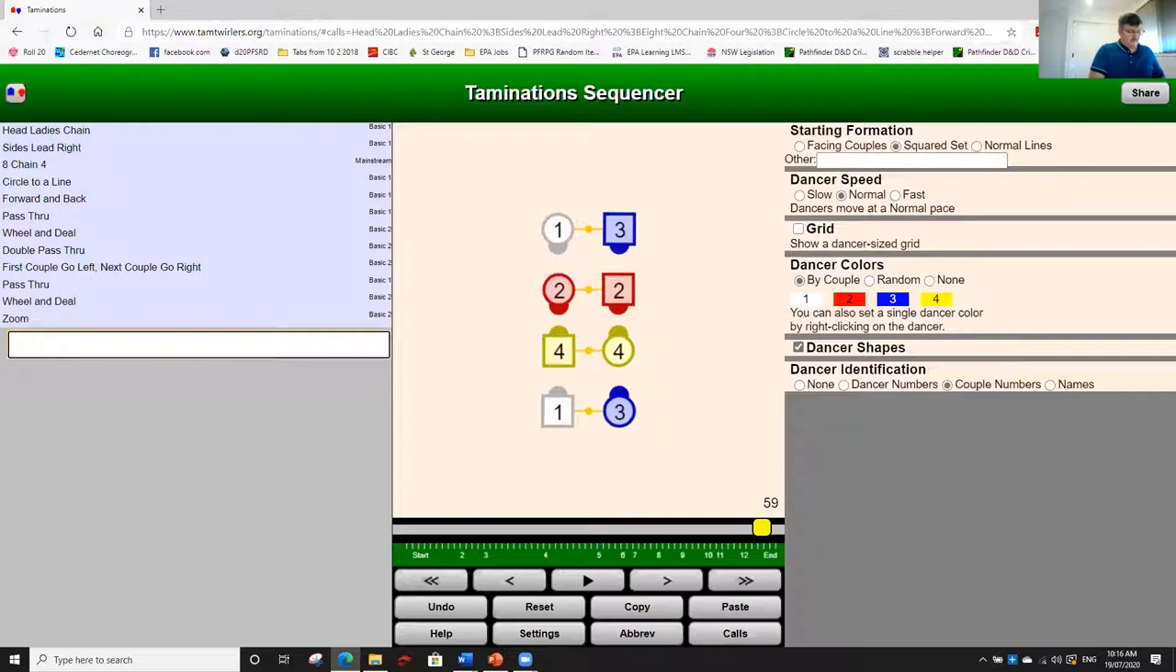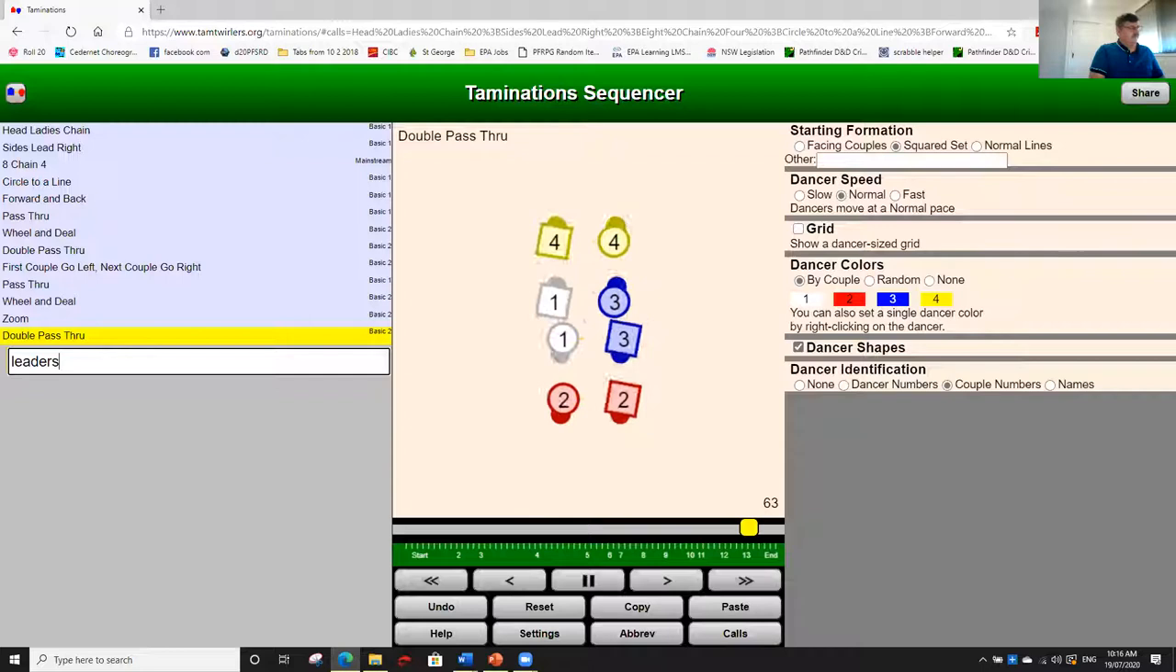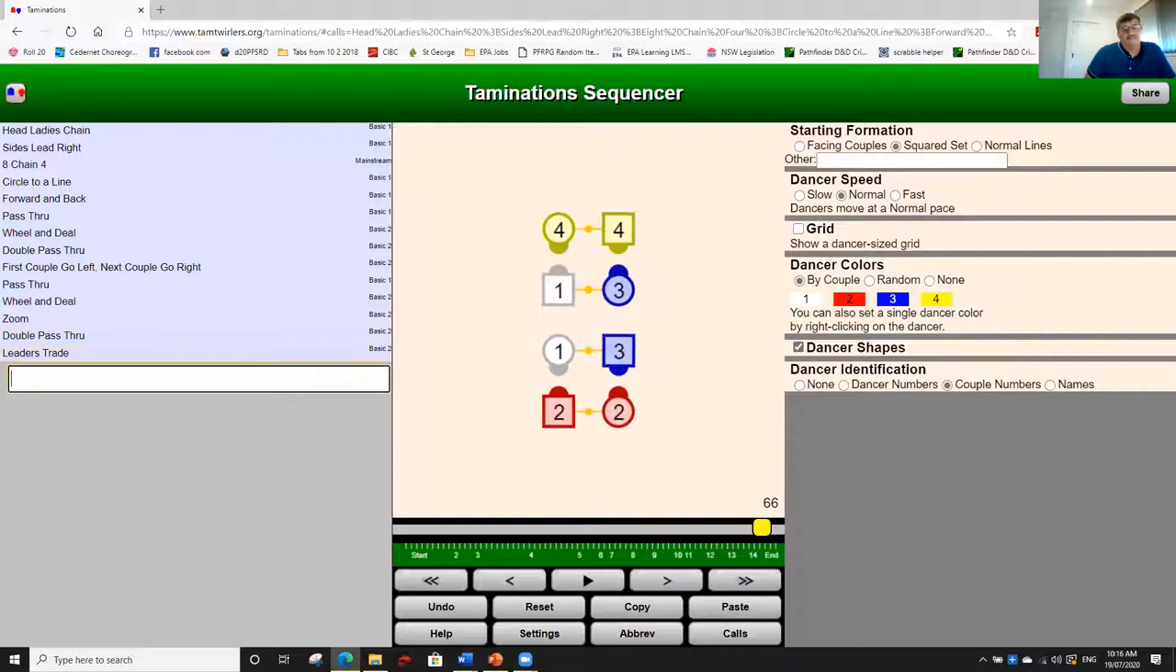Double pass through, leaders trade. And I'm in a corner box. I can do an Allemande left here. Now my singing call on this was head ladies chain, sides lead to the right, circle to a line, pass through, wheel and deal, zoom, double pass through, leaders trade. That was the singing call.